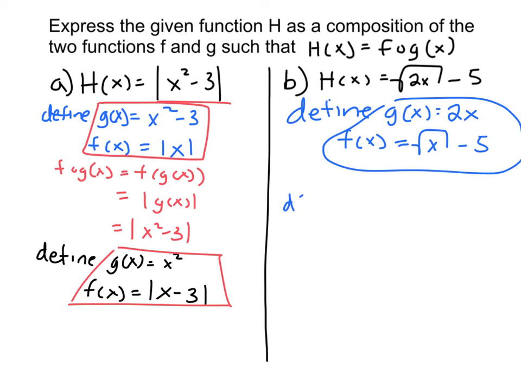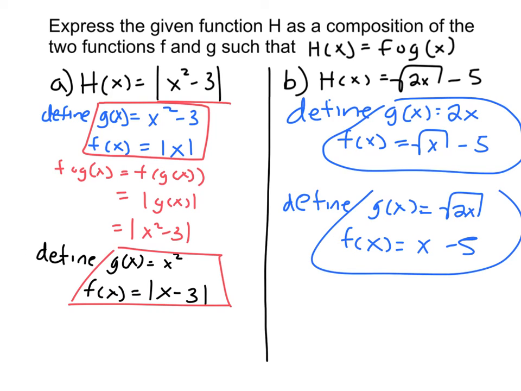Another answer is, like I said, you could also define g of x equal to the square root of 2x. This is also a valid answer, in which case f of x then would be x minus 5. So those are two different answers. Doesn't matter which one you choose, they're both equally right.